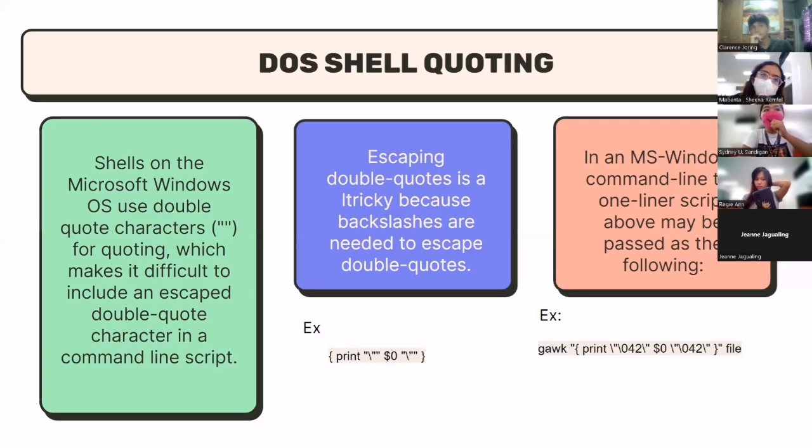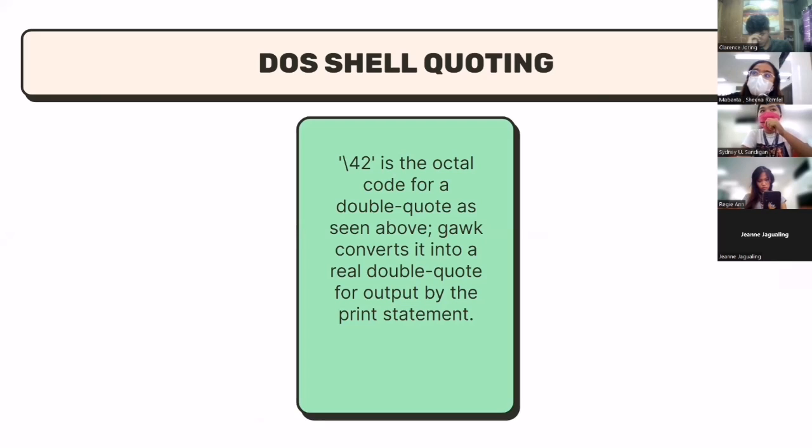DOS shell coding. Shells on the Microsoft Windows OS use double quote characters for coding, which makes it difficult to include and escape double quote character in a command line script. Escaping double quotes is tricky because backslashes are needed to escape double quotes. In an MS Windows command line, the one line script below may be passed as the following. So backslash 42 is the octal code for a double quote as seen above. Go converts it into a real double quote for output by the print statement.